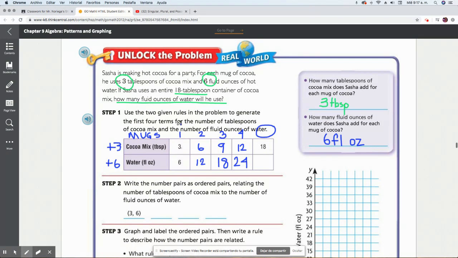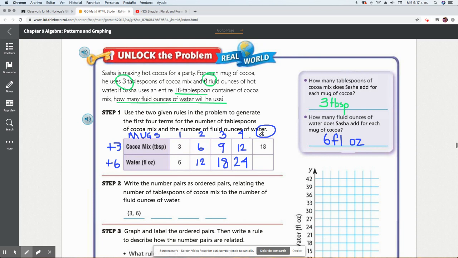What number times 1 equals 3? What number times 2 equals 6? What number times 3 equals 9? What number times 4 equals 12? Do you know what number that is? It's 3, right? 1 times 3 equals 3. 2 times 3 equals 6. 3 times 3 equals 9. 4 times 3 equals 12. So I am multiplying the number of mugs by 3 to get the number of tablespoons. So the number of mugs times 3 equals the number of tablespoons.